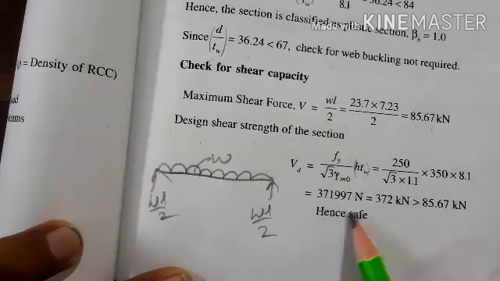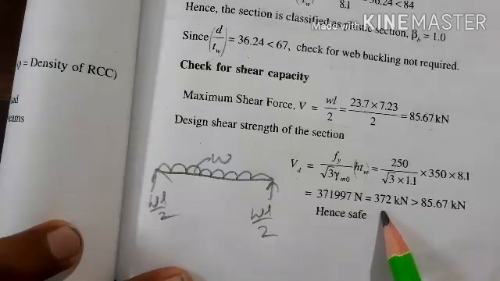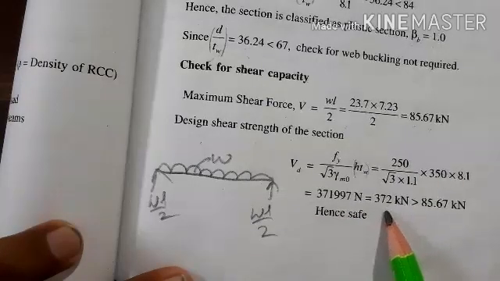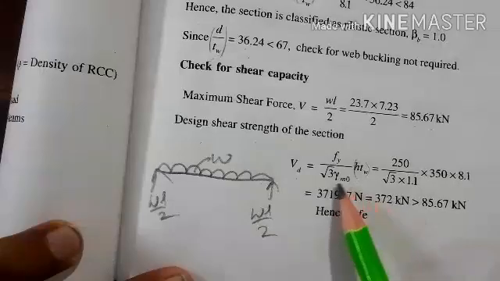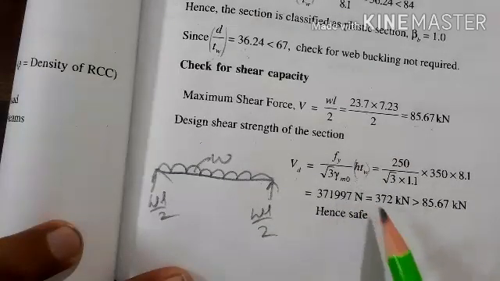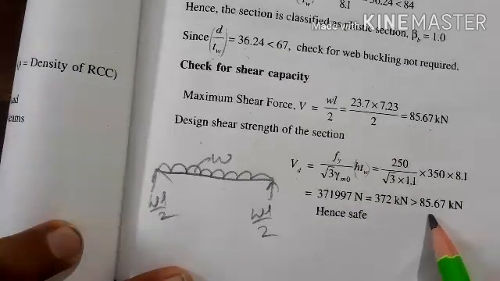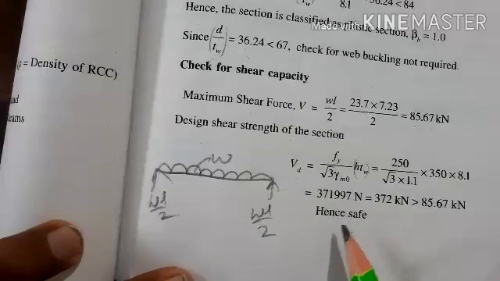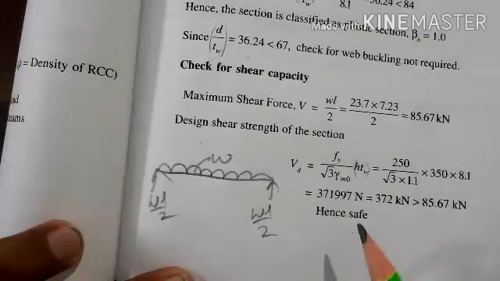So here we get 372 kilonewton, which means the design shear strength of the chosen section is greater than whatever shear force is actually acting. Hence the chosen section is safe in shear.